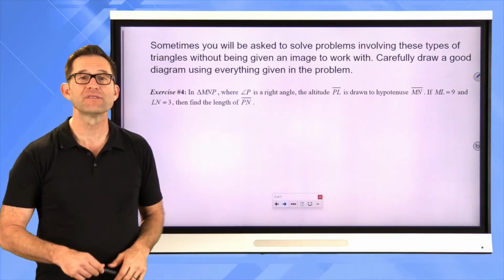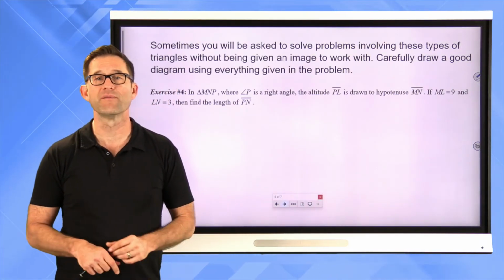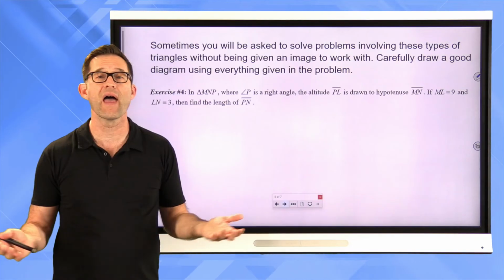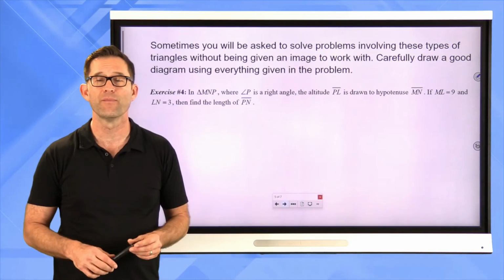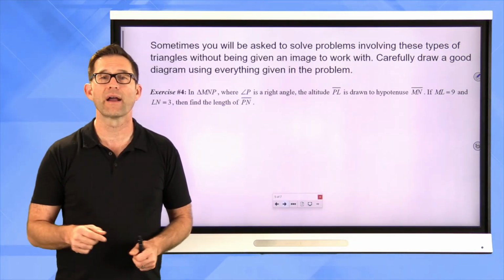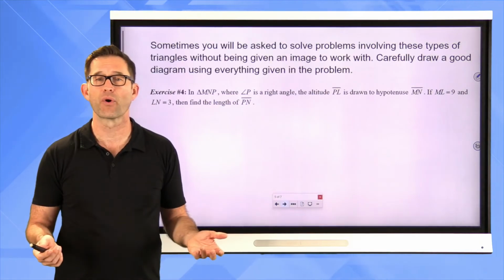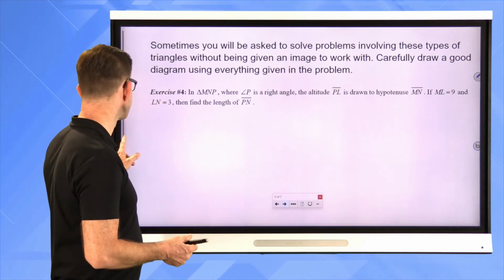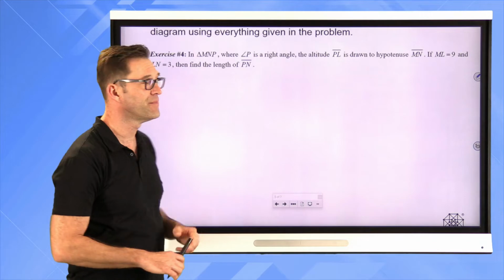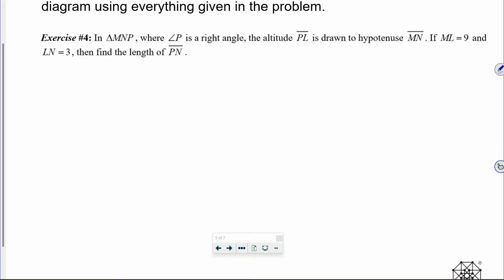All right, now sometimes you will be asked to solve problems involving these types of triangles without ever being given an image to work with. Carefully draw a good diagram using everything given in the problem. So let's take a look at exercise 4 for an example of that. In triangle MNP, where angle P is a right angle, the altitude PL is drawn to hypotenuse MN. If ML is 9, LN is 3, then find the length of PN.